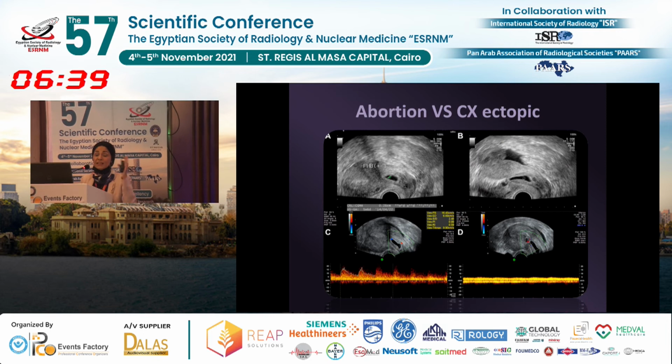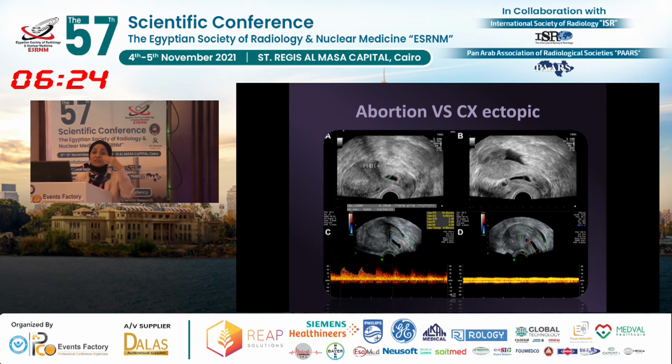And this is how you can easily discriminate from cervical ectopic, when you're going to have the sac only in the cervix, and you still find fetal cardiac pulsation. So this is ectopic pregnancy, this is not abortion. Even ectopic, when it distends the cervix, would lead to acute pelvic pain, which might be a case of emergency, of course.